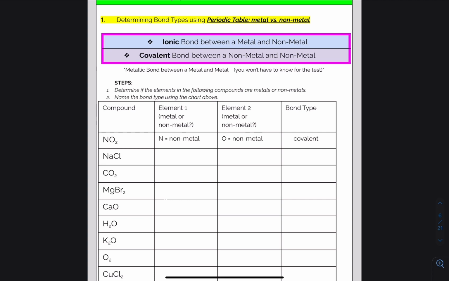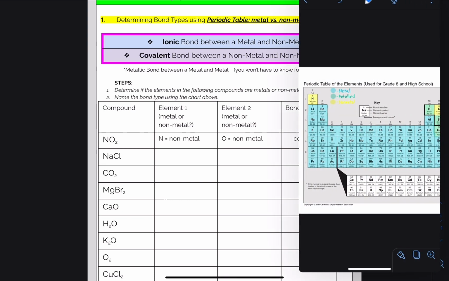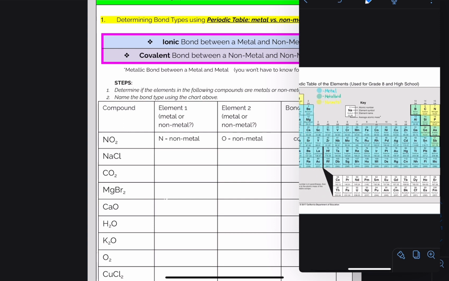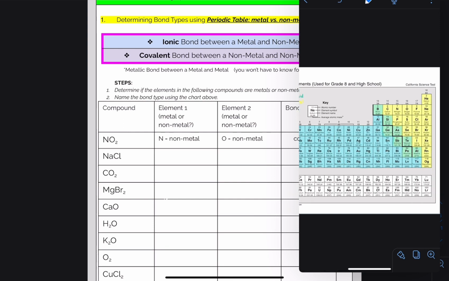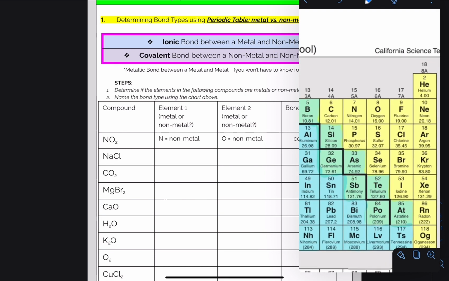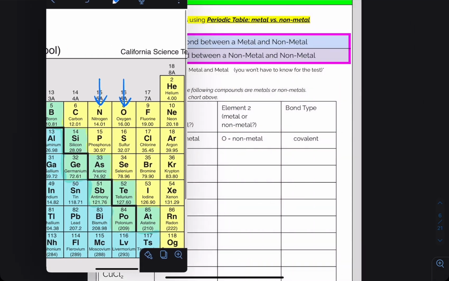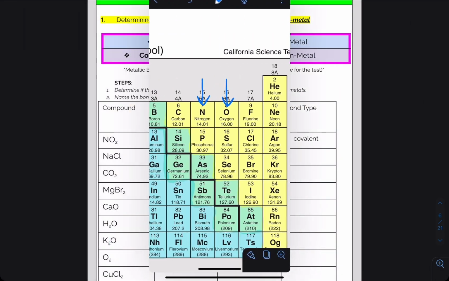The first thing is you're going to take your periodic table and look at where the metals and the nonmetals are. Remember that you can look at the ladder, and anything to the left is going to be a metal except for hydrogen, and everything to the right of the ladder is going to be a nonmetal. So for example, this first row here, NO2: N, nitrogen, is right here, O, oxygen, is right there. They're both on the nonmetal side. So since we have two nonmetals, that's going to make a covalent bond.